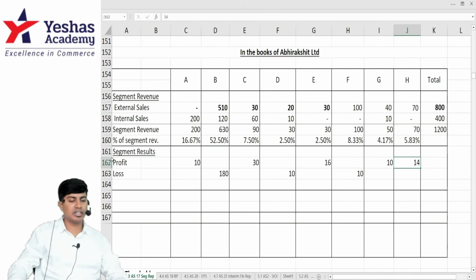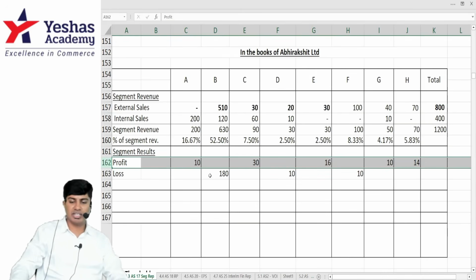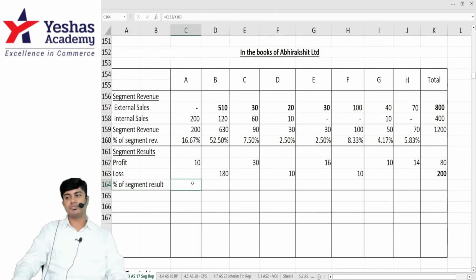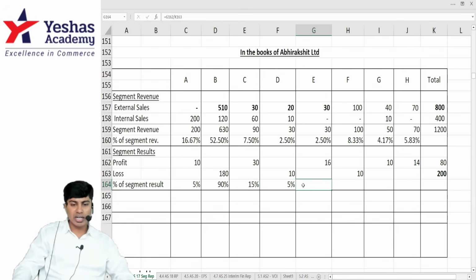Take the total of profits. 10 plus 30, 40, 56, 66, 70, 80. And then loss, 180 plus 20, 200. Whichever is high, 200. 10 by 200, 5%. 180 by 200, 30 by 200, 10 by 200, 16 by 200, 10 by 200, 10 by 200, 14 by 200. That's it. Next, come to segment assets.